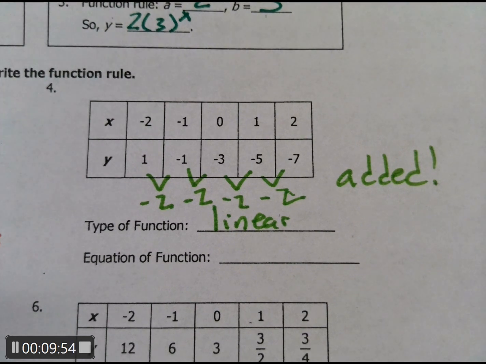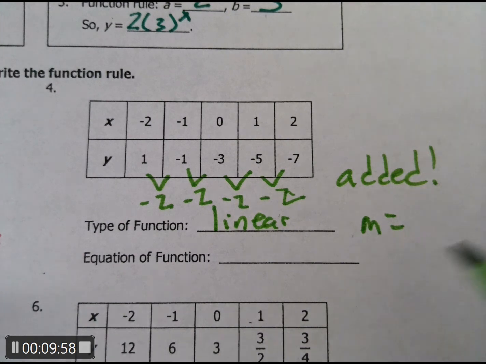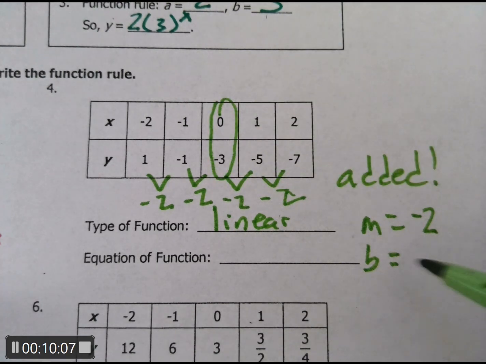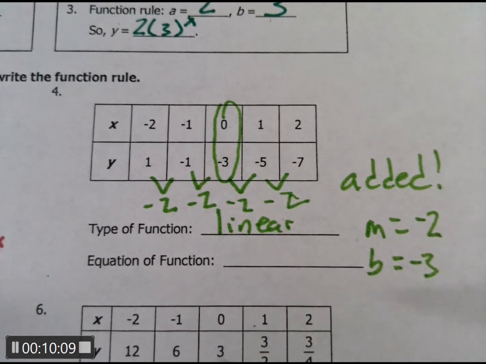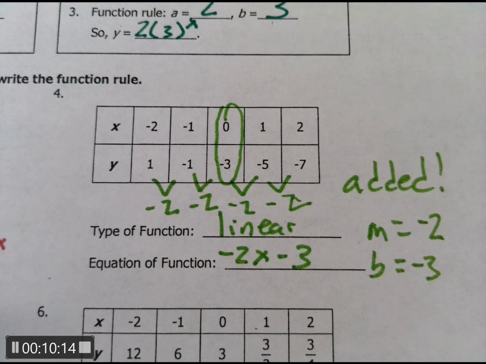All right, and so then what's my slope? Well, that was the negative 2. So then, what is my y-intercept? That's where x equals 0, so that's going to be our negative 3. So we have negative 2x minus 3. Okay?